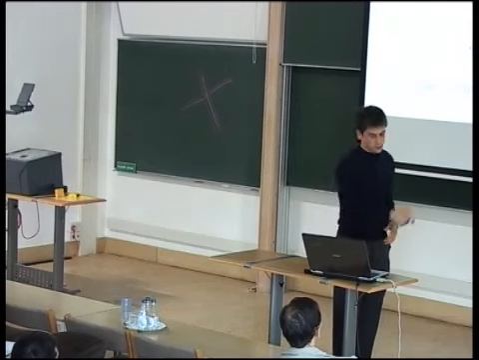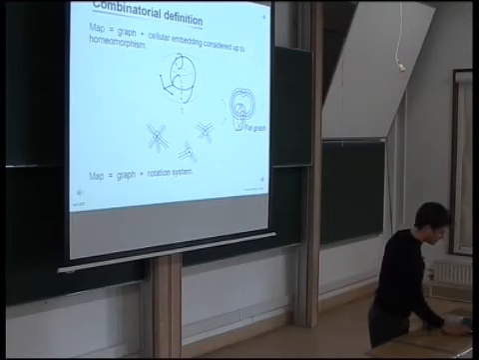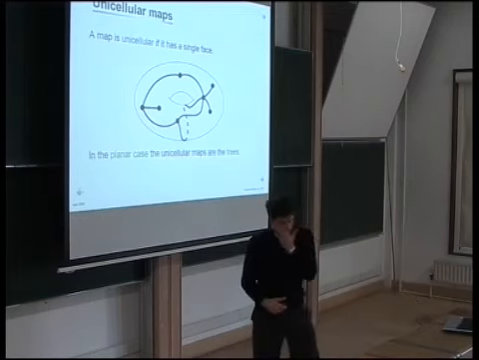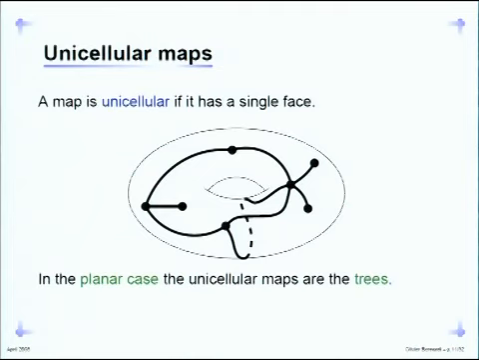I will use this definition a bit. That's why I'm insisting on this equivalence. So now a map is unicellular if it has a single face. So here you have a unicellular map on the torus, and just remark that in the planar case, these unicellular maps are the trees.